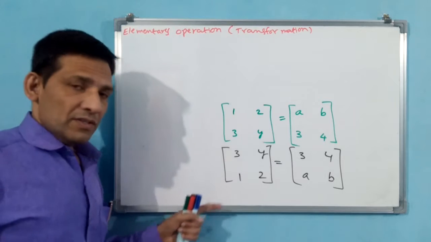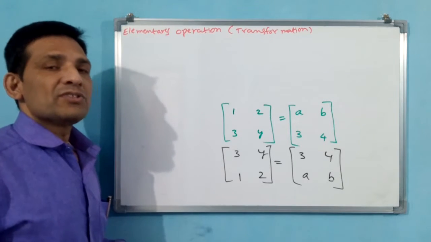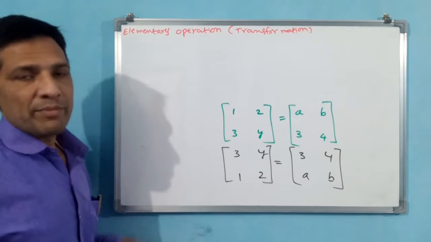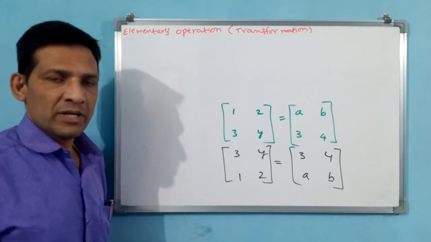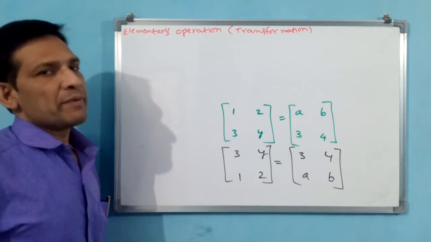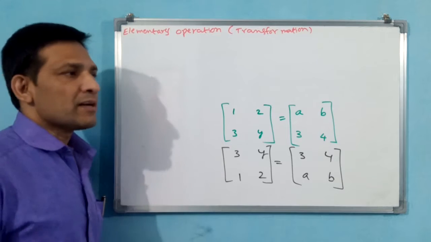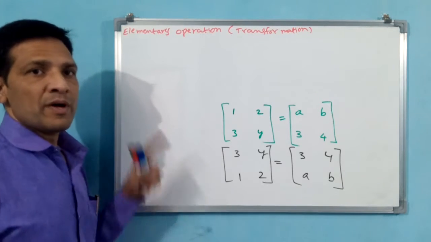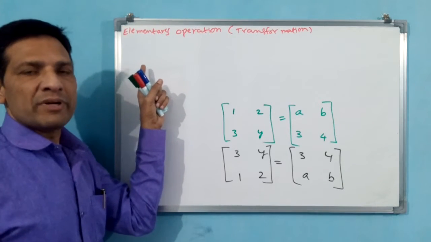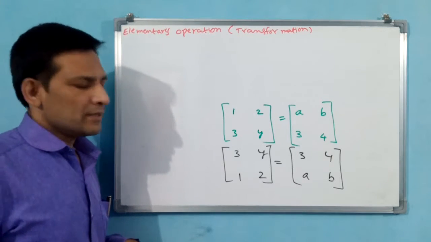But this is not the only operation. Such operations, 6 operations are there. We will study the 6 elementary operations. These are very important to do the inverse of a matrix. How to do inverse I will tell afterwards, that is a different concept. First concept is elementary operation. Second concept is inverse.